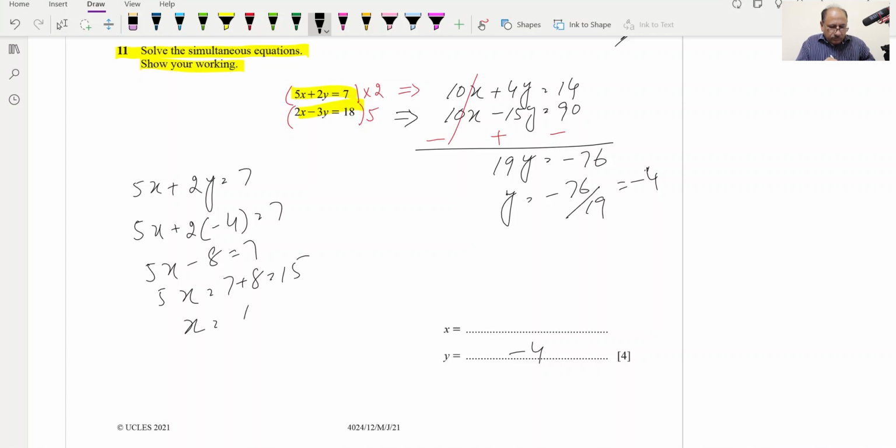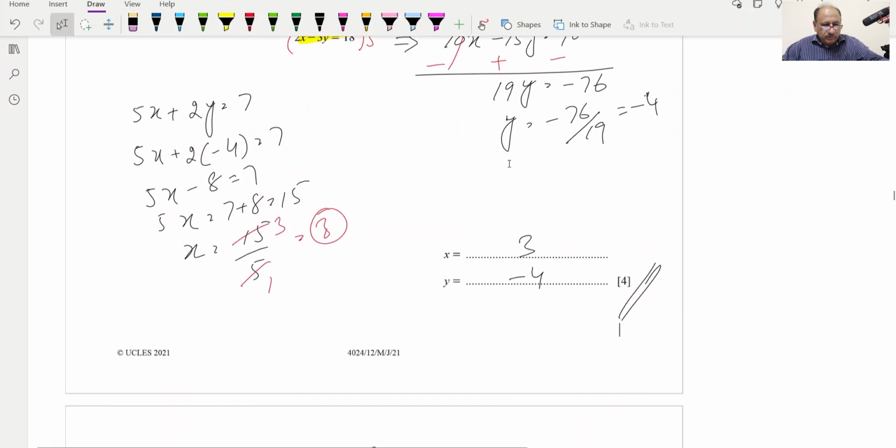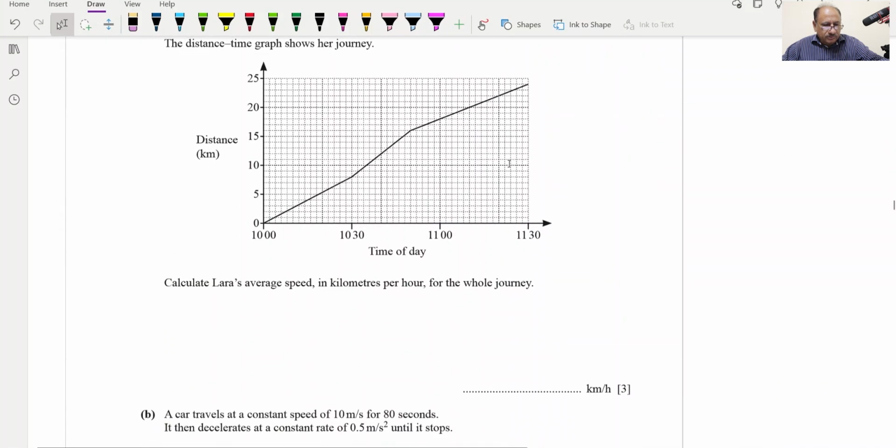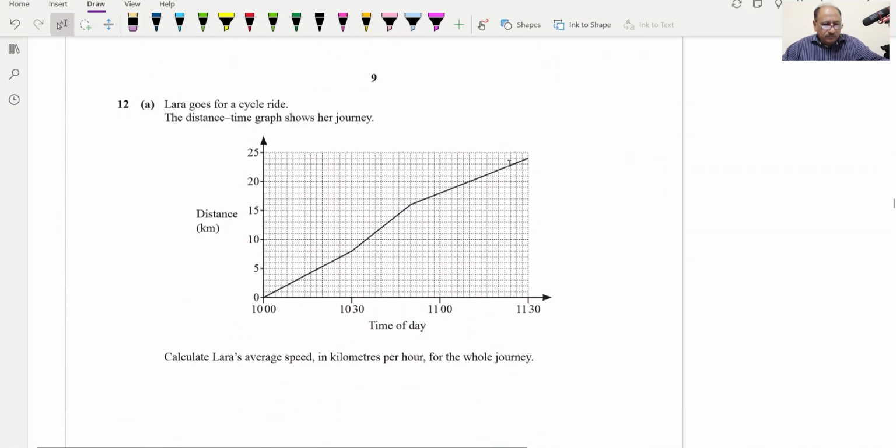So x will be equal to 15 over 5, and we can cancel this. 5 1s are 5 and 5 3s are 15. So this will be equal to 3, and we can write the answer as 3. This is 4 marks. Very simple, straightforward simultaneous equation question. Now question number 12, a distance time graph is provided, and Lara goes for a cycle ride.